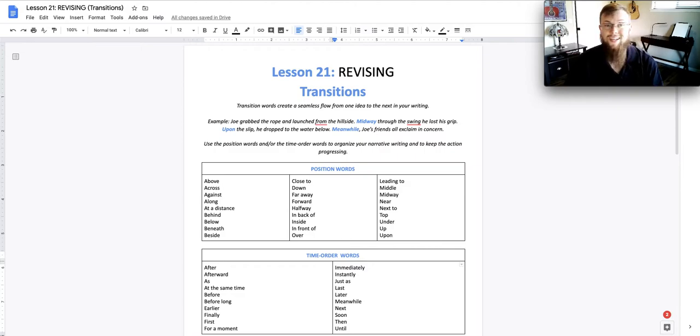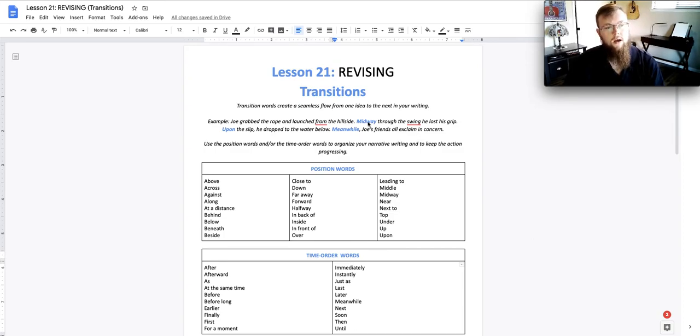All right, so an example of some transition words and how you can use them from sentence to sentence is: Joe grabbed the rope and launched from the hillside. Midway through the swing, he lost his grip. Upon the slip, he dropped to the water below. Meanwhile, Joe's friends all exclaimed in concern. I know I would. Right?